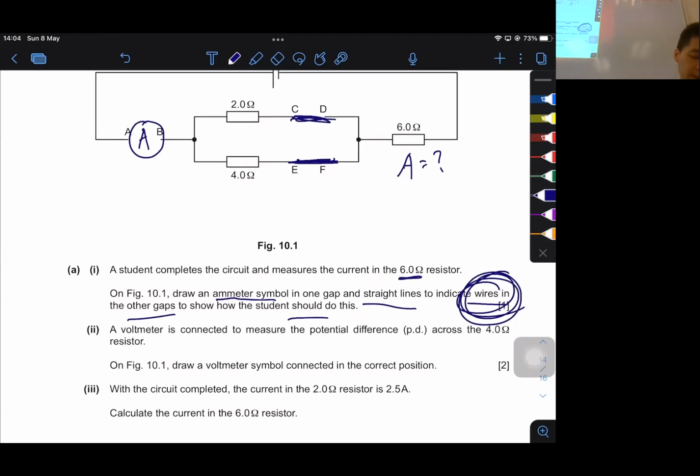A voltmeter is connected to measure the potential difference across the 4 ohm resistor. Draw a voltmeter. Obviously, voltmeters must be connected in parallel, right? What's the reason you connect voltmeters in parallel again? Why can't I connect voltmeters in series?